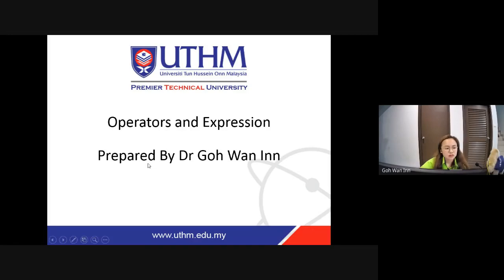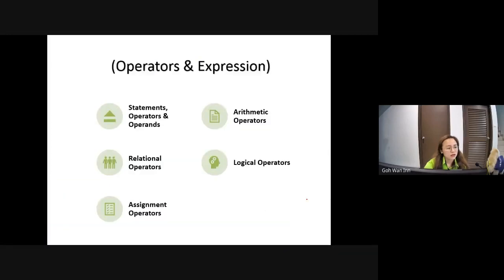Yeah. So you can see operators and expression. This is the last section of this chapter 4. First, you have statements, operators, and operands. Then you have relational operators, assignment operators, arithmetic operators, and logic operators. So you have these 5 types.